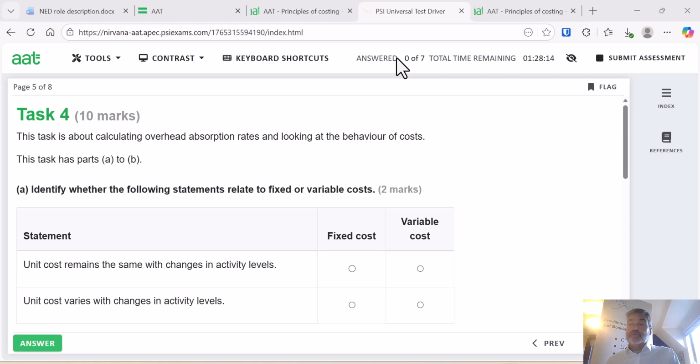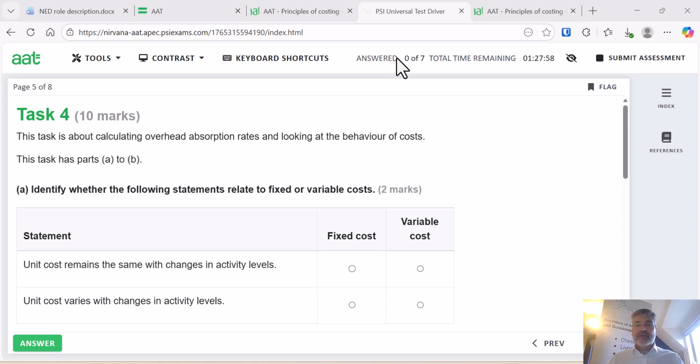In this recording, I'm going to be taking you through task 4 of the AAT Sample Assessment 2 for Principles of Costing. That's the PCTN exam. So let's have a look at task 4 and how we would approach it. It's worth 10 marks in total and there are a couple of requirements to cover.